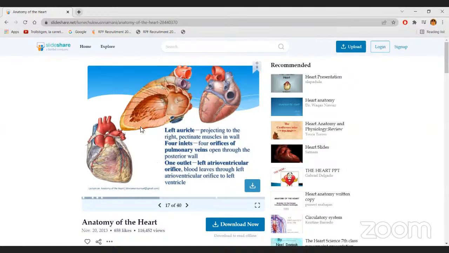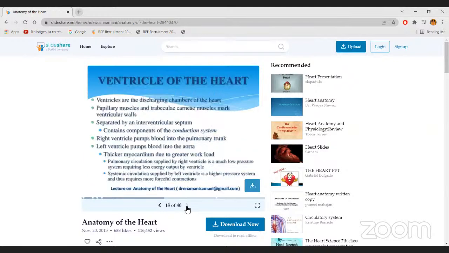So this is the human heart structure. Then next slide, the ventricles of the heart. Ventricles are the discharging chambers of the heart.